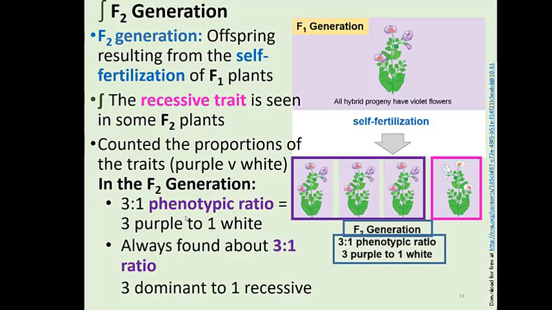And then after many, many experiments with this, he found that it was always the same. Now, it's not going to be exactly, because this is nature, but it always was really close. So we have 3 dominant to 1 recessive.